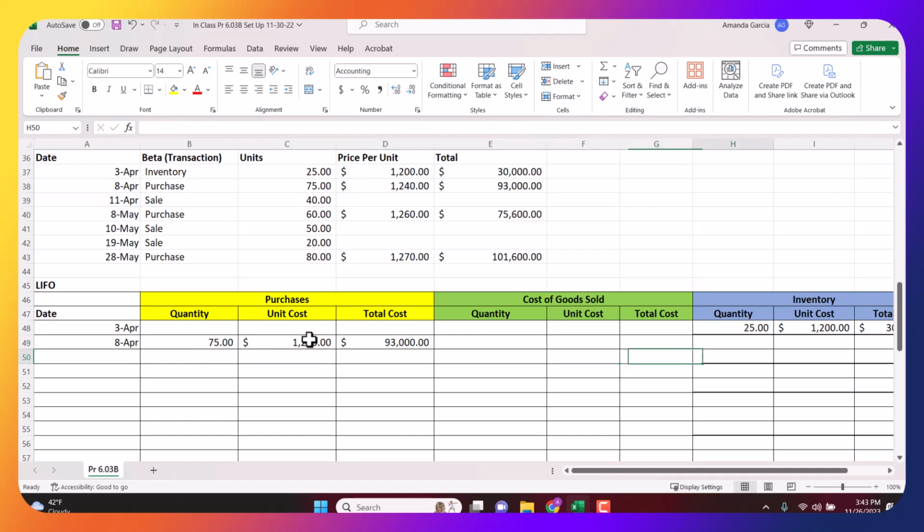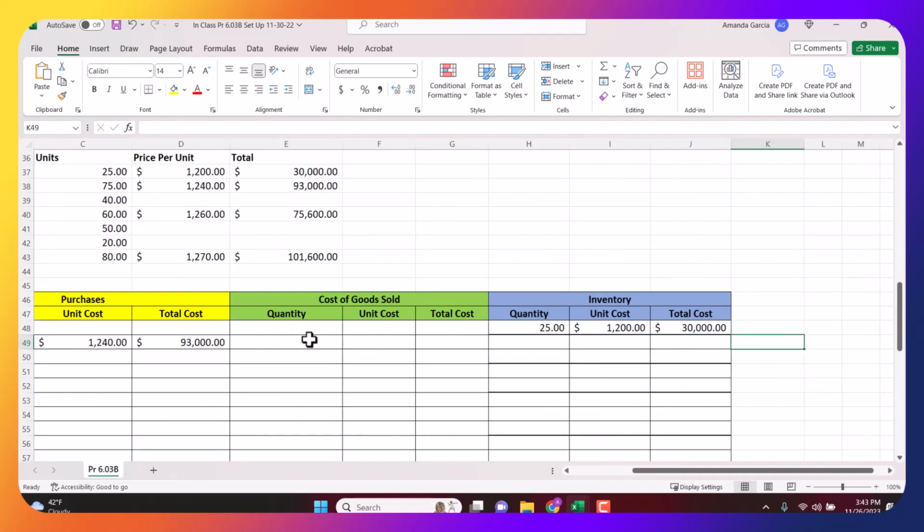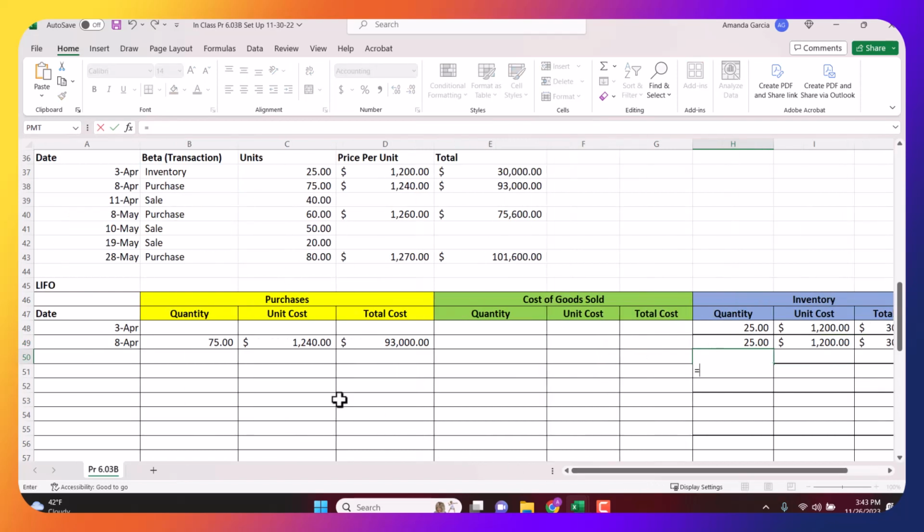So now we must maintain our layers of inventory. L1, I'm going to carry down. So this is my L1, the beginning inventory. And this is my L2, the purchase I just made. Oops. If I can link the right cell, right? All right.